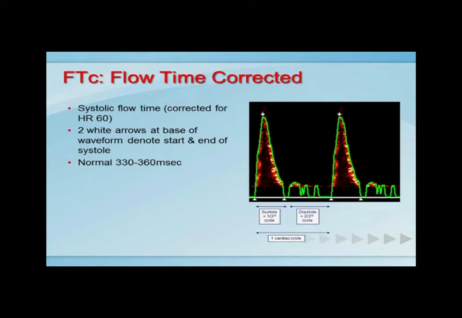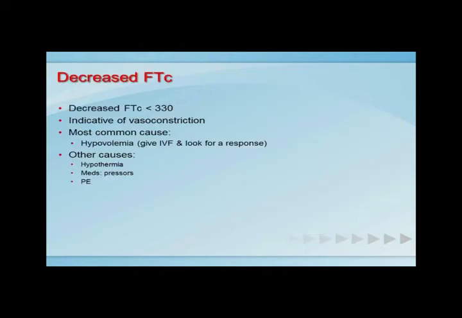A reduced blood volume would be represented by narrowing of the base, or flow time, and also a reduced area under the curve, such as stroke distance. The whole waveform will look narrower. A decreased flow time corrected, or a flow time corrected less than 330 milliseconds, can be indicative of vasoconstriction. The most common cause is hypovolemia. Other causes are hypothermia, vasopressors, or pulmonary embolus.